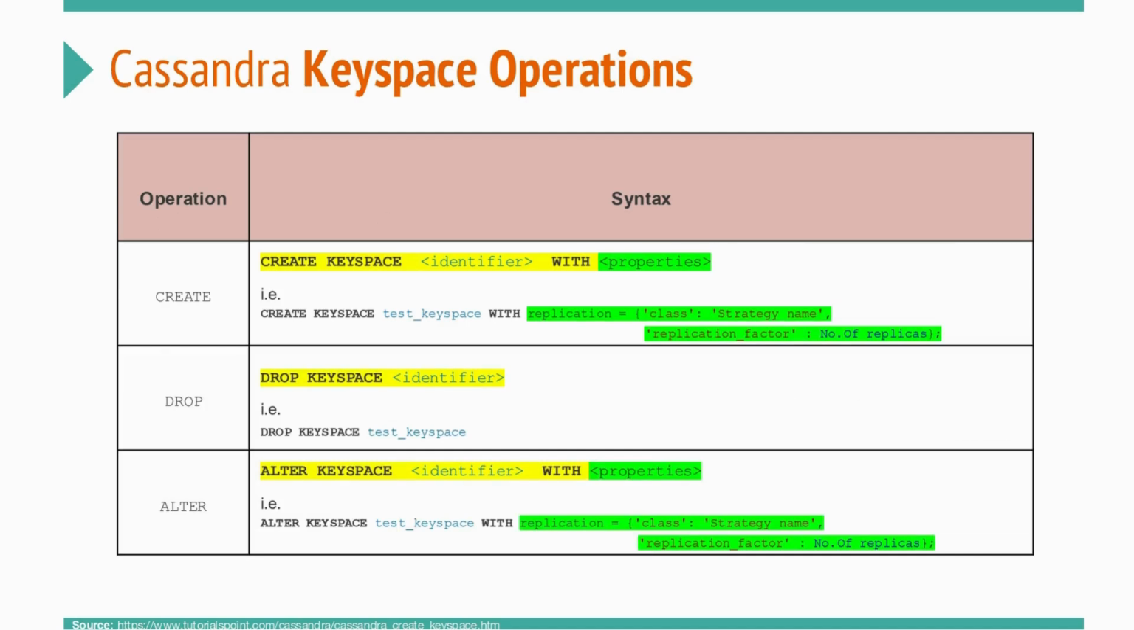Let's start with keyspaces. To create a keyspace, we use the create keyspace command. The most important property here is replication. This tells Cassandra how many copies of the data to keep in the cluster. For example, a replication factor of 3 means there will be 3 copies of every piece of data, stored on 3 different nodes. This is how Cassandra achieves high availability. We can also drop a keyspace to delete it or alter a keyspace to change its properties.